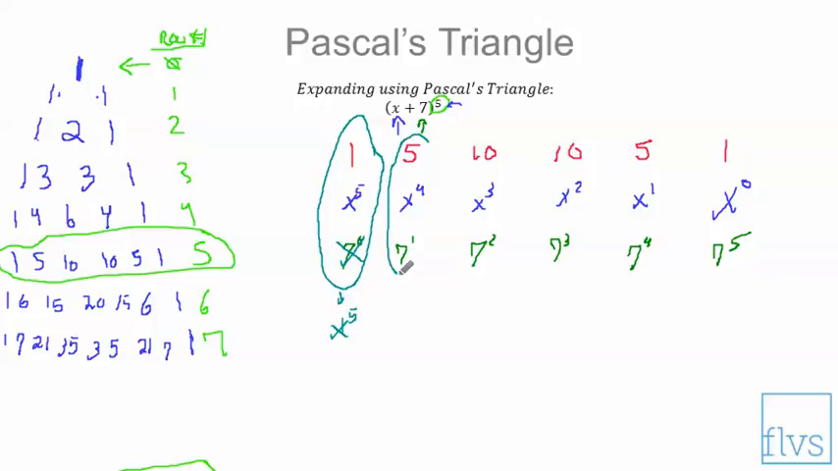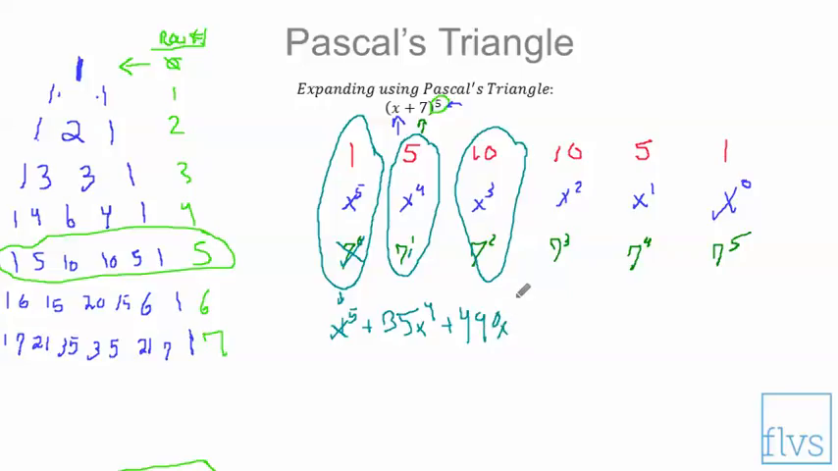Now I'm going to multiply this column together. 7 to the 1st power is 7. 7 times 5 is 35. X to the 4th, and it's positive. 35, x to the 4th. Next column. 7 squared is 49, times 10 is 490, x to the 3rd, and that's positive, because the 490 is positive. 490, x to the 3rd.